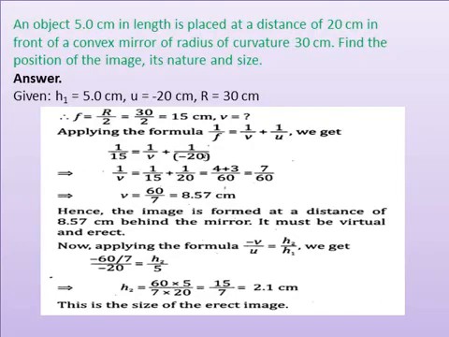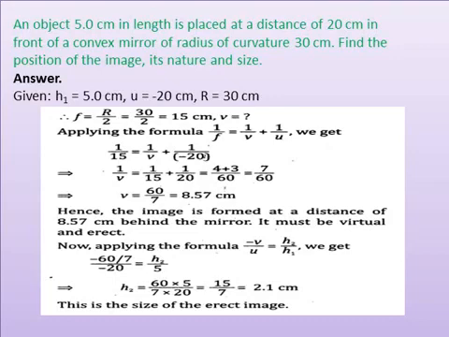Children, let us take another problem related to the same mirror, that is convex mirror. Now read the question. An object 5 centimeter in length is placed at a distance of 20 centimeter in front of a convex mirror of radius of curvature 30 centimeter. Find the position of the image, its nature and size.